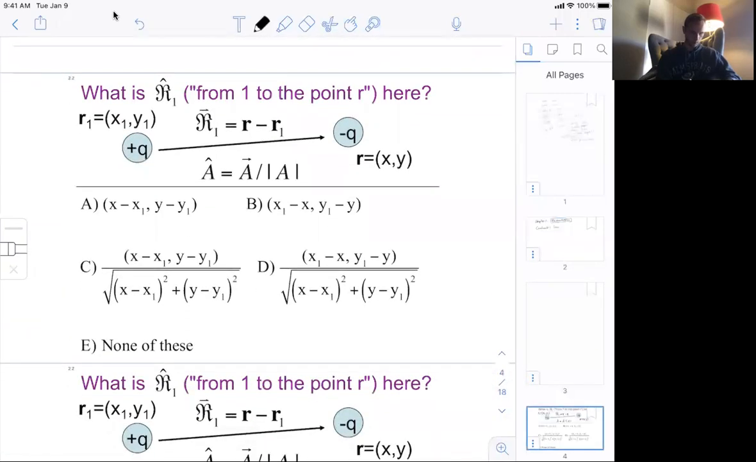So first of all, let's do a really quick clicker question. It's just a review to make sure that we understand how to represent the script R. In this case, I'm asking about the R hat. It's pointing from point 1, which is here, to another point R in space right here. So how do we represent it? I will give you about a minute or two. You can put in your vote.